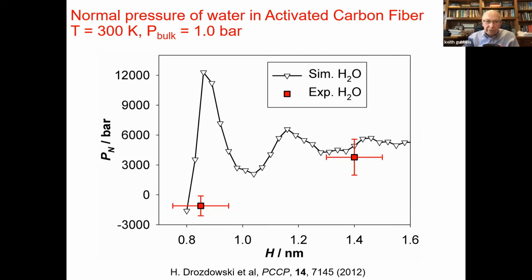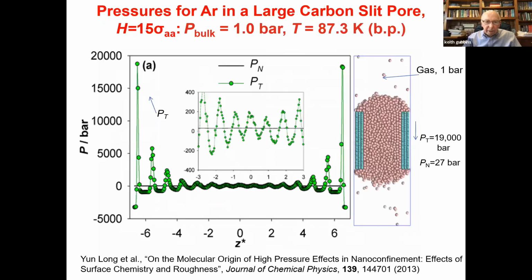So in this case, for the water, the pressures normal to the wall are a few thousand bars. Now, the bulk pressure is 1 bar. We're at 300 Kelvin. So we're getting an enhancement in the normal pressure of about 3 or 3.5 orders of magnitude here, from both the experiment and the simulation. The next slide shows a more complete picture.